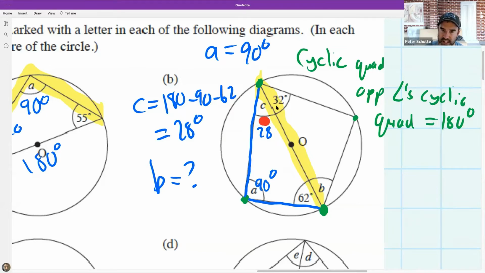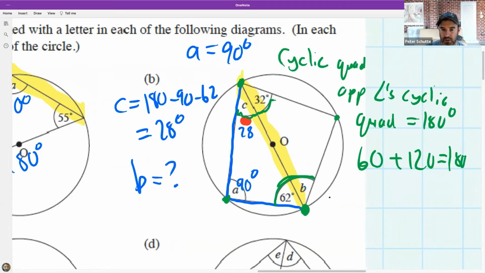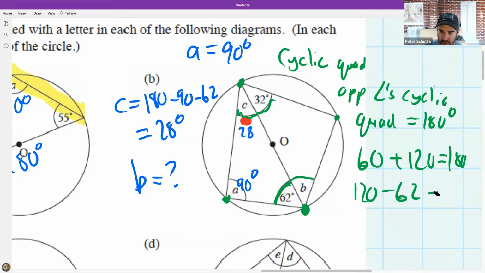I know that 28 and 32 are 60. Okay? So I know this bit over here at the top is 60, which means that this bit at the bottom has to be together 120 in order to give me 180. But that's not what I was after. I was after the B, and the B is sharing the 120 with the 62 next door. So that 62 is already gobbling up some of the 120. So what do I need to add to 62 to get to 120? One way of doing it is just saying 120 minus 62, and you would get 58 degrees.